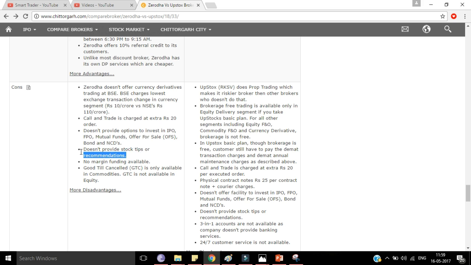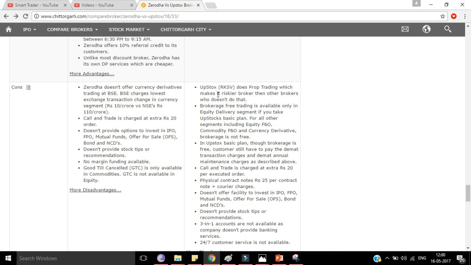So, if they are charging you an annual fee or something, then definitely it will be a higher annual fee than they would be providing this. They are still a growing company and they have already grown, but definitely in future days they'll become a full-time broker. For now they are a top broker. So no margin funding available. Good till cancel is only available in commodities. GTC is not available in equity.